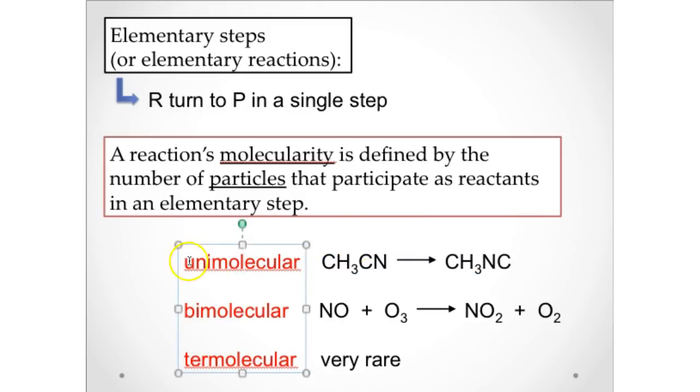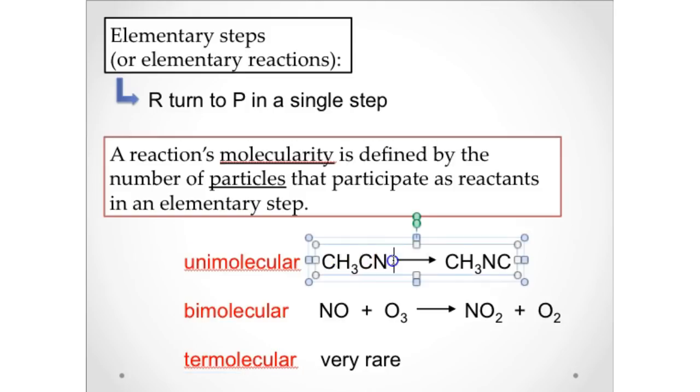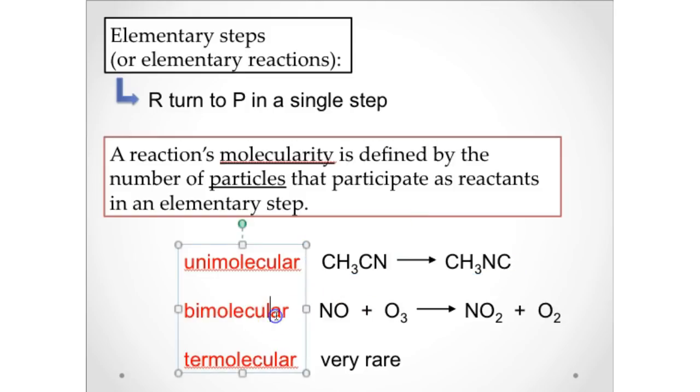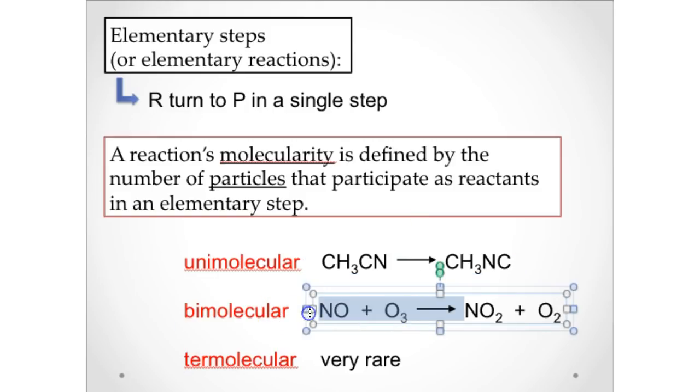This is called unimolecular because we only have one reactant. One reactant produces one product. It could be two products and it would still be unimolecular. What we're looking at is the reactant, so one thing is going to change. However, down here we see two reactants, and we call this bimolecular because two substances are going to collide with one another and generate some sort of reaction.